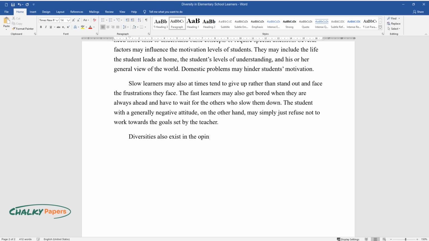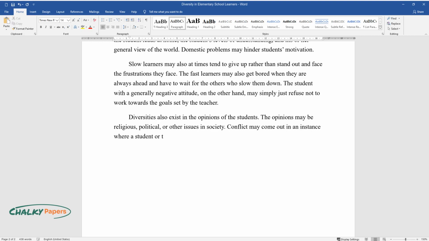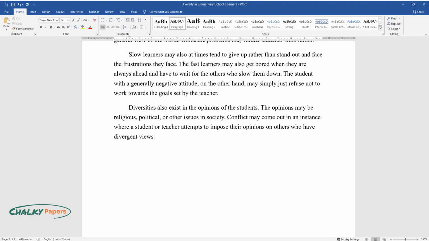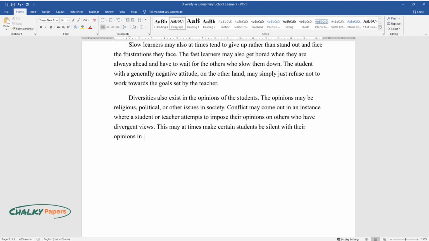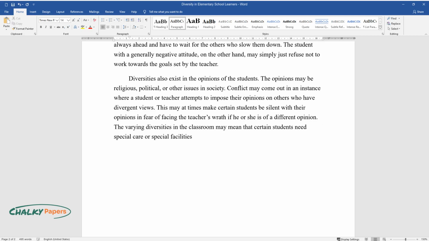Diversities also exist in the opinions of the students. The opinions may be religious, political, or other issues in society. Conflict may come out in an instance where a student or teacher attempts to impose their opinions on others who have divergent views. This may at times make certain students be silent with their opinions in fear of facing the teacher's wrath if he or she is of a different opinion. The varying diversities in the classroom may mean that certain students need special care or special facilities to ease their learning process.